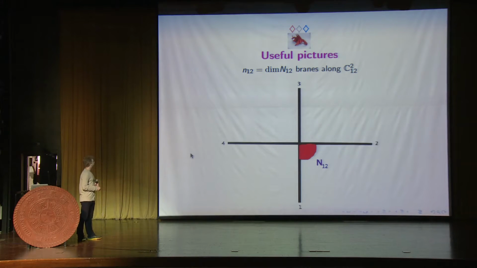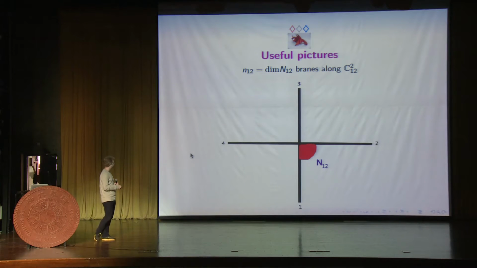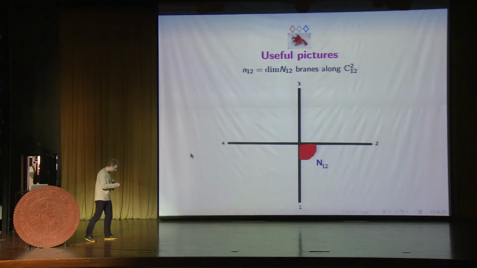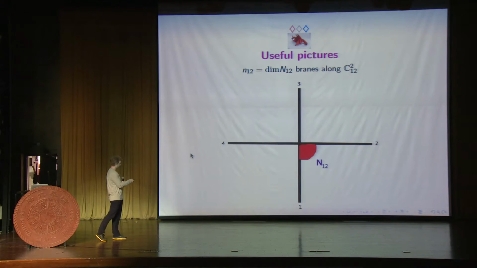So the better picture to try to fit all possibilities onto a plane is to represent each complex line by an axis, and then if there is a stack of branes which spans 2 of these complex dimensions, I will put a little blob at the corner. So here is the picture for the usual 4-dimensional N=4 theory, which lives in the space C2 with coordinates 1, 2, and it's a U(N_12) gauge theory.